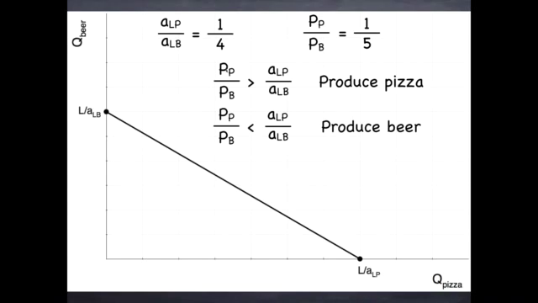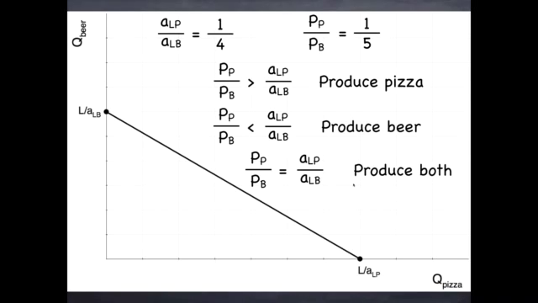So I've given you the two extreme examples: when the ratio of the prices is greater than the unit labor requirements, and when the ratio of the prices is less than the ratio of the unit labor requirements. So the last scenario is they could be equal to one another. And when they're equal to one another, this economy will produce a combination of beer and pizza. And this will all depend on the relative demand, i.e. relative preferences of this particular economy.